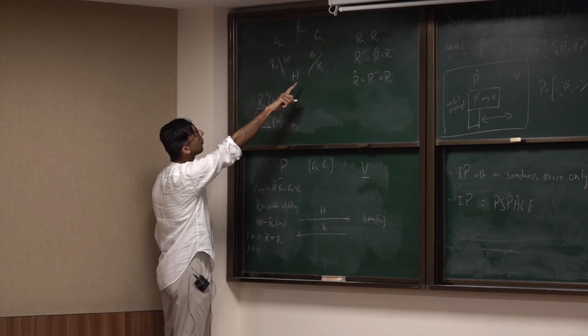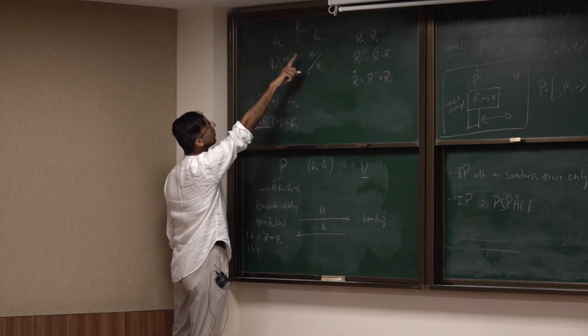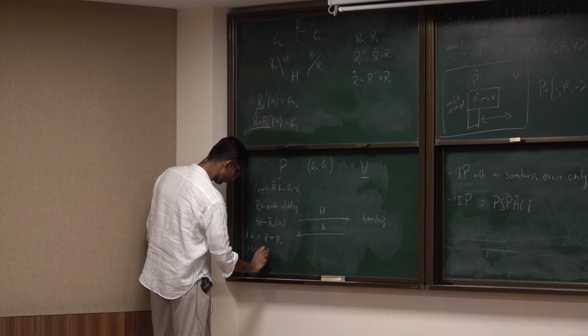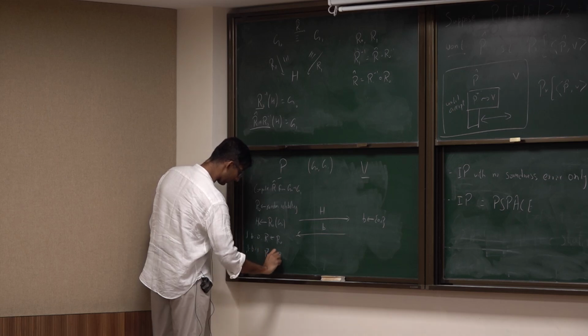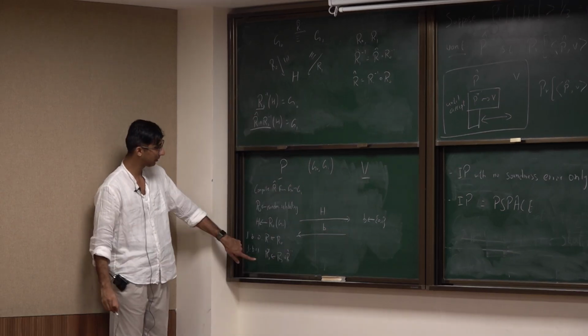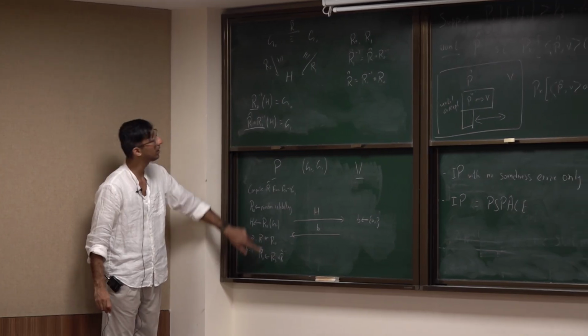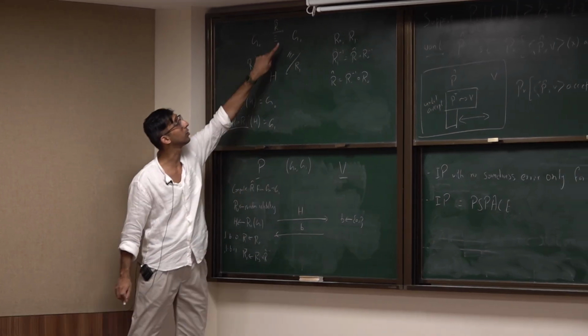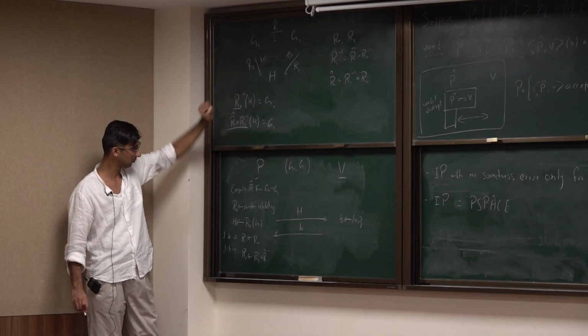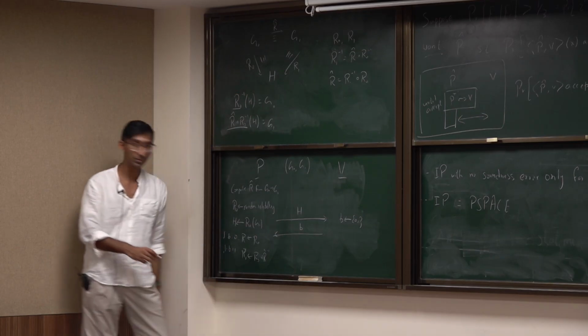So R1 is what? To go from here to here, you have to do R hat inverse and then R0. So it's R0 composed with R hat inverse. This is the relabeling that goes from G1 to H. So you invert the R hat and then you apply R0.